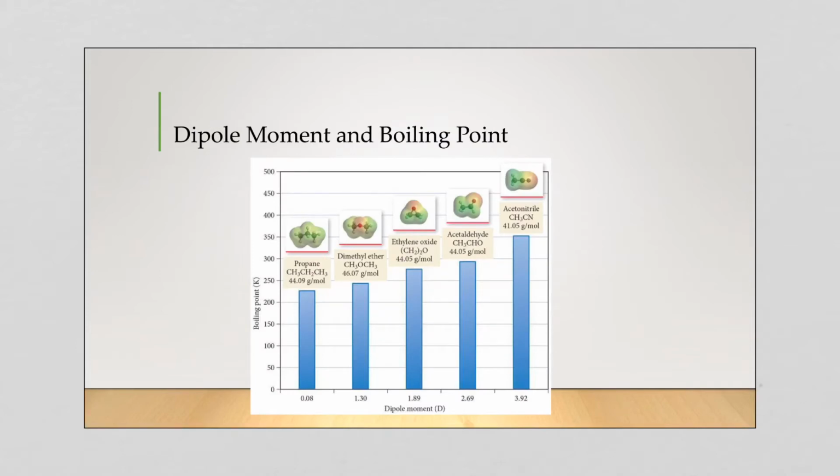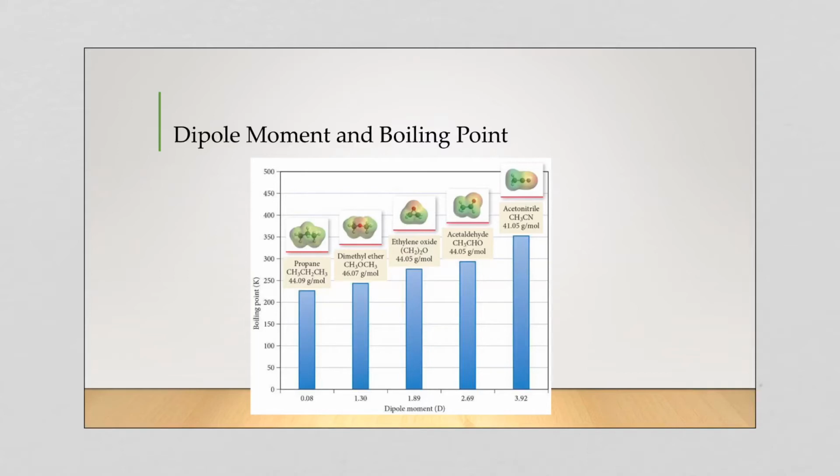Now, I also said that the size of the dipole plays a role. So we can have multiple polar molecules, right? There we had a polar and a nonpolar. But what if we have both polar molecules? Then it's the size of the dipole that matters.